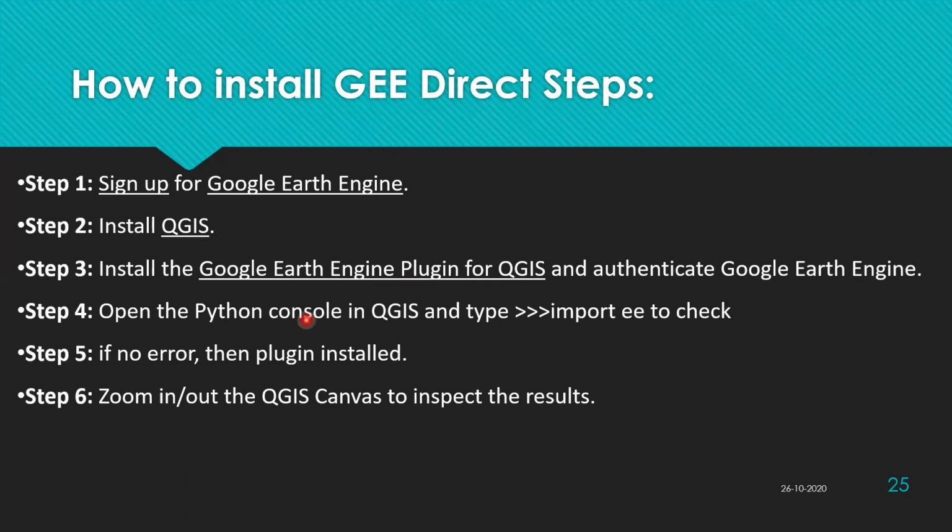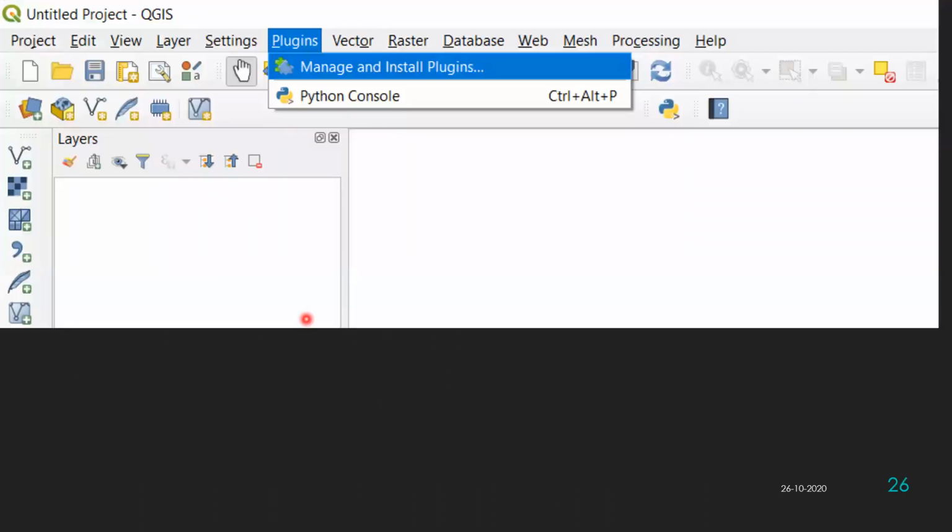Okay, so after it is perfectly installed, just type in the Python console window import ee. If it is okay after entering that code, fine. If not, if you get any error, then you have to do it with the manual. Okay, use that manual procedure. So let us have this.